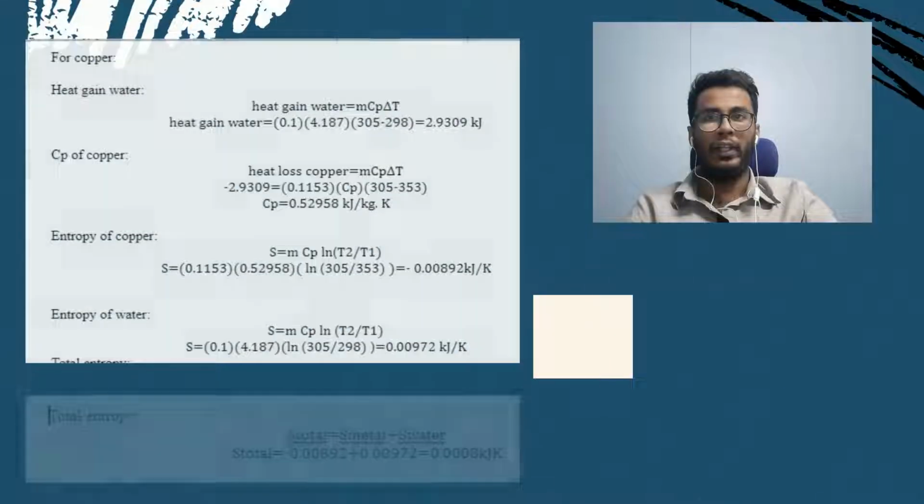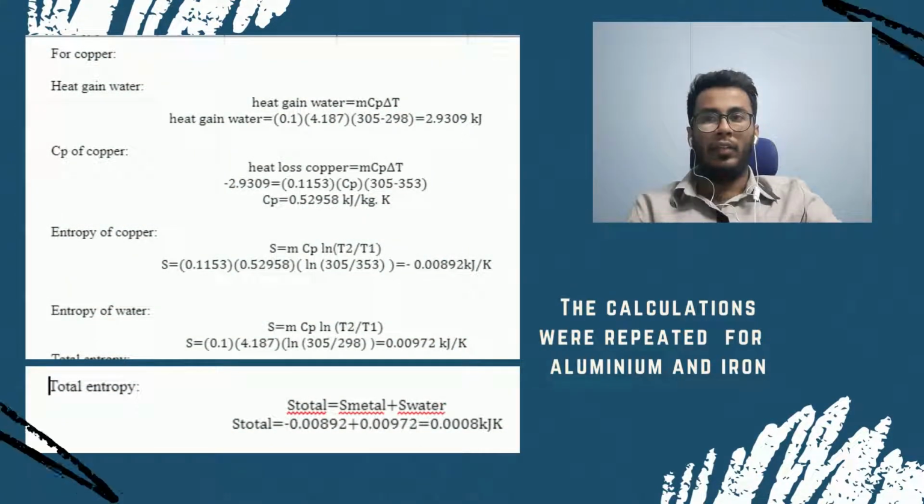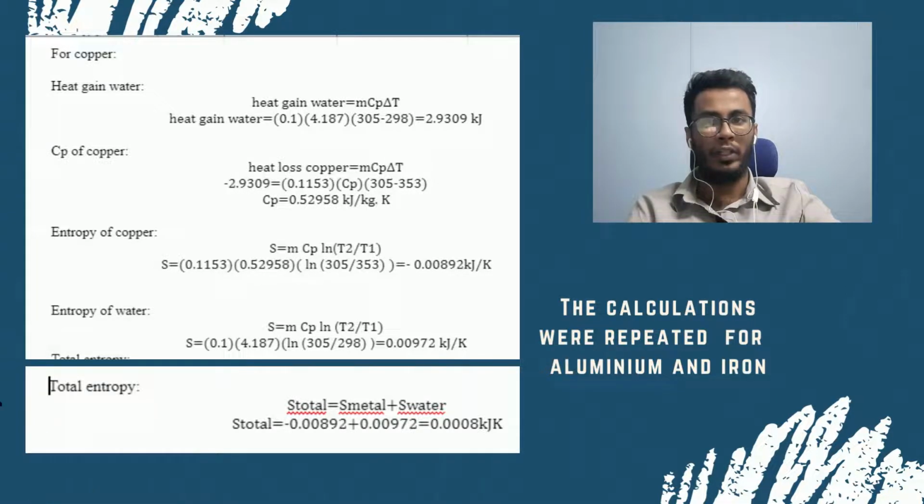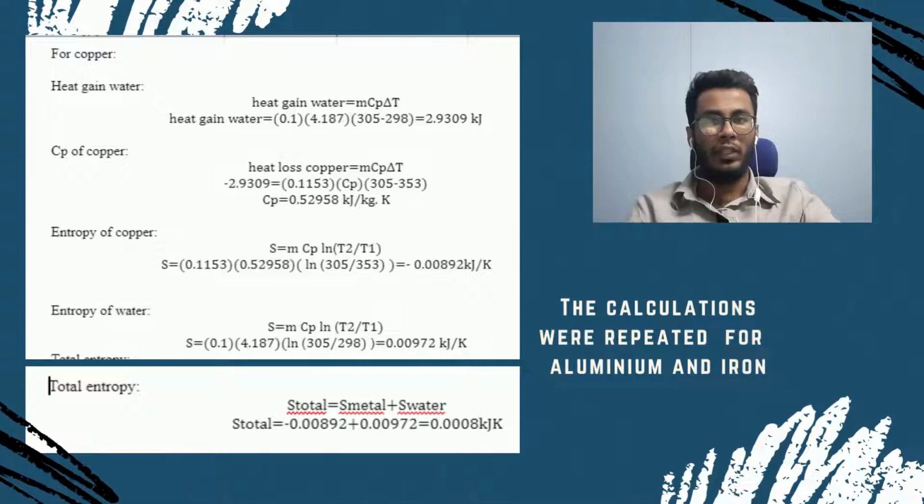To do this, we take copper as an example. We have to calculate the heat gain of water first. The formula for the heat gain of water is mass times the heat capacity of water times the change in temperature. So heat gain of water equals the mass of water 0.1 times the heat capacity 4.187 times the change in temperature, 305 Kelvin minus 298 Kelvin, and we will get 2.9309 kilojoule.